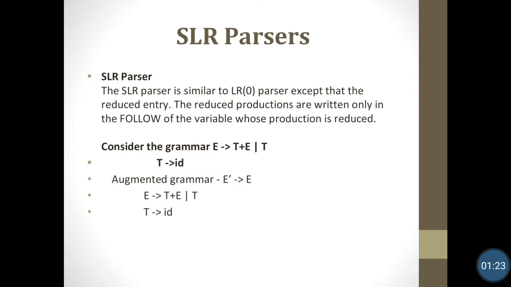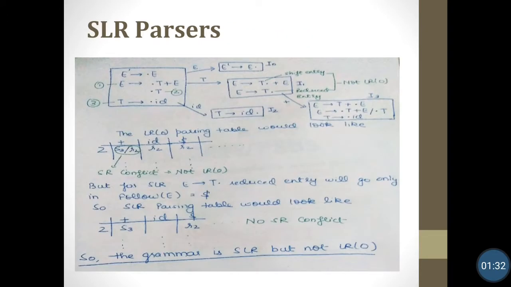Consider this grammar. First we will generate augment grammar by adding one new production rule, E dash goes to E. This is our SLR parser. We generate go to graph in the same way we did in LR0 parsing. We have three production rules before generating the augmented production: 1, 2 and 3.